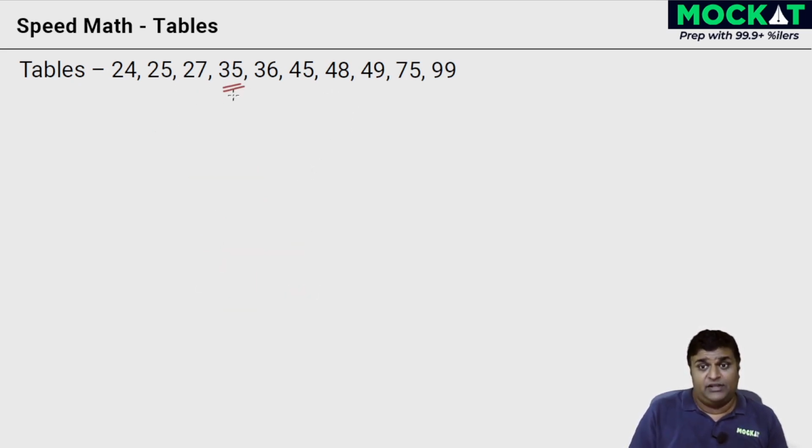And 35 tables, again, very often turn up. 35 into 4, for instance, you should know that is 70 into 2, which is 140.